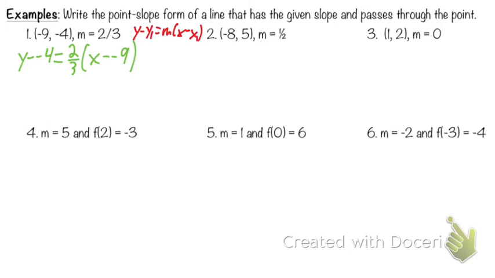And so you understand why the negative 4 is where it's at, the 2 over 3 is where it's at, and the negative 9 is where it's at. Okay? Is your question, why are we doing this?